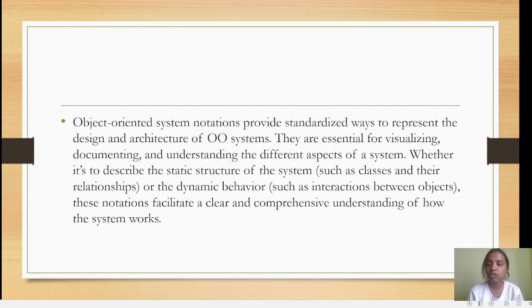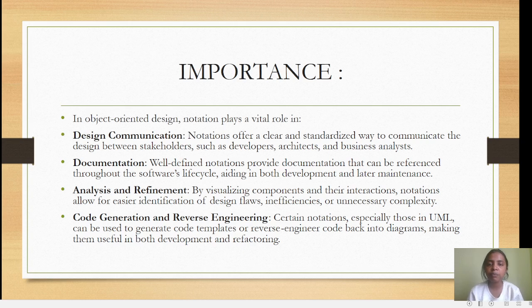The introduction continues with respect to object-oriented system notations, which provide standardized ways to represent the design and architecture of object-oriented systems. We mainly focus on object-oriented notation for visualizing, documenting and understanding the different aspects of a system, whether it's to describe the static structure of the system or the dynamic behavior. It consists of both static as well as dynamic. These notations facilitate a clear and comprehensive understanding of how the system works. Let me look over the importance.